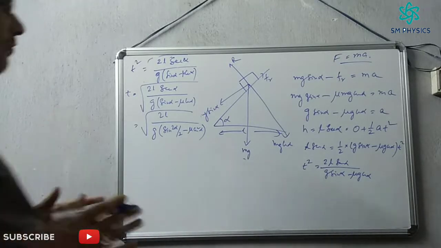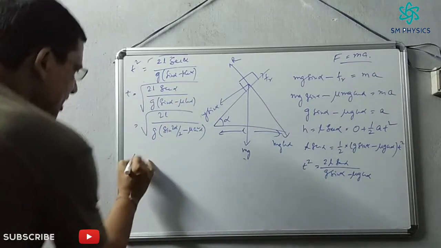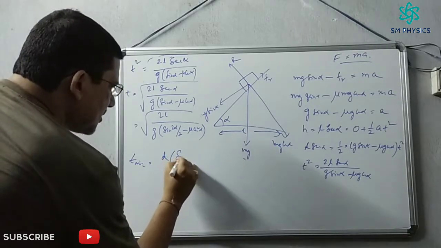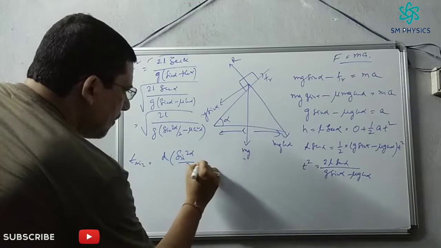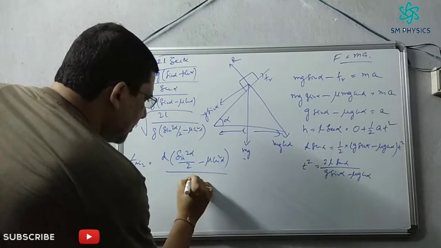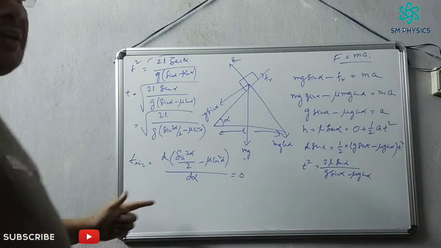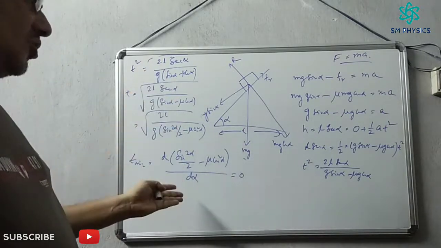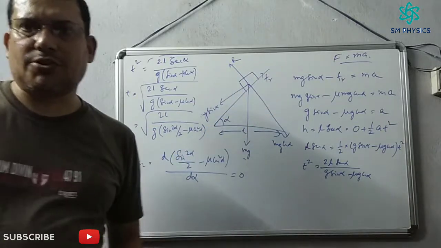Now you have to find the least time taken by the block. So for t minimum, I differentiate sin 2 alpha by 2 minus mu cos square alpha with respect to alpha and set it equal to 0. This is the minimum condition I am applying here. Okay, you just take this screenshot, then I will write another thing and post it.